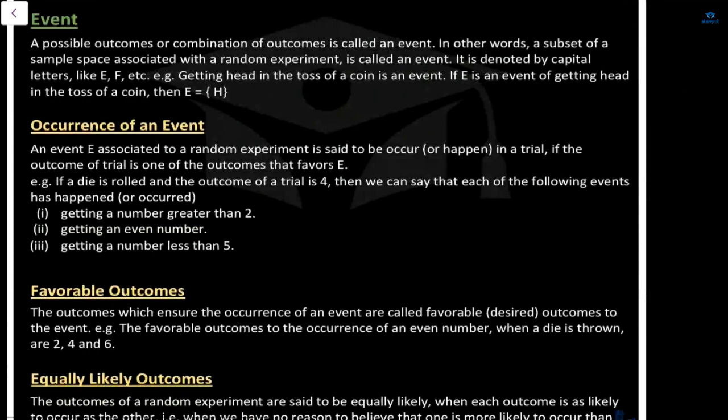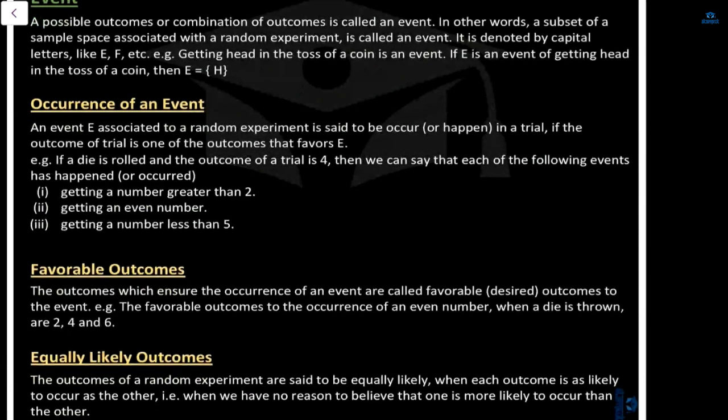Now, what is an event? You can see this word event in the question. A possible outcome or a combination of outcomes is called an event. For example, getting head in the toss of a coin is an event. If E is an event of getting head, then E is equal to H. You are going to represent an event with E.